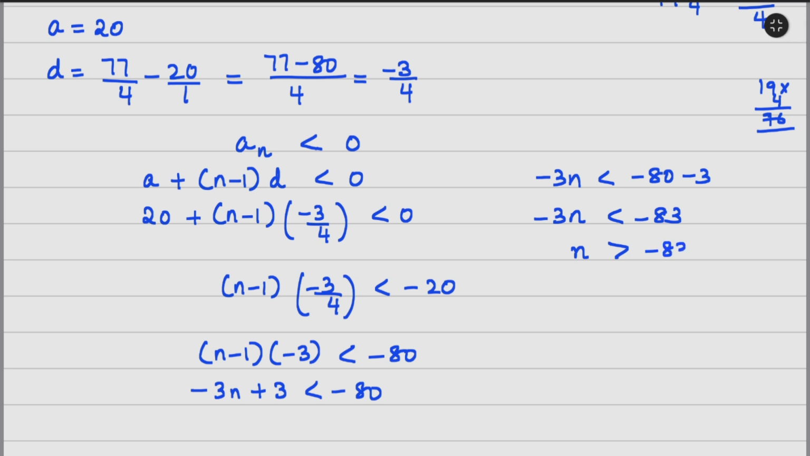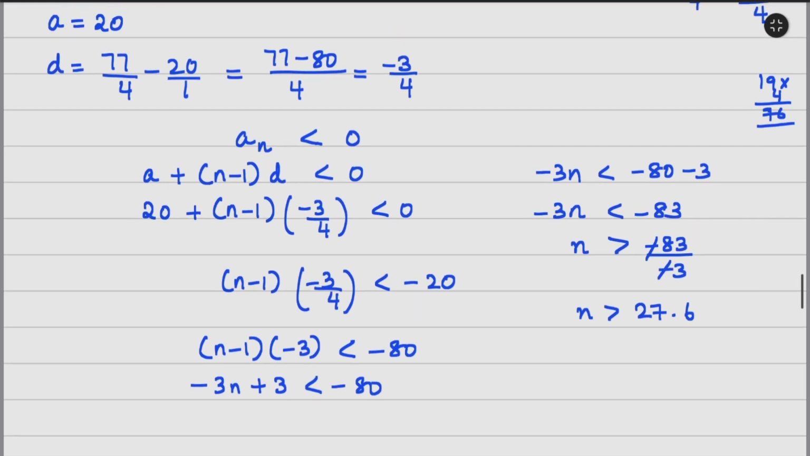Will be minus 83 divided by minus 3. So you'll have n is greater than, 3 twos are 6, 23, 7 threes are 21. 27.6, right? n should be greater than 27.6 is what you're getting. So what is the immediate number after 27.6? It's 28. So n is equal to 28.